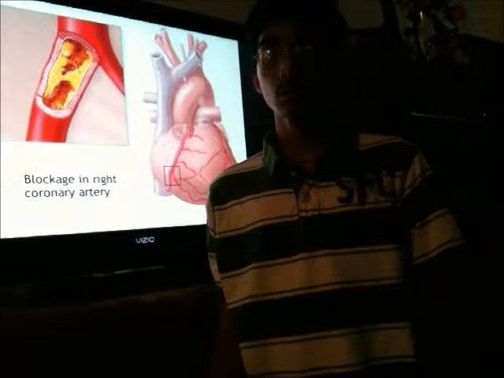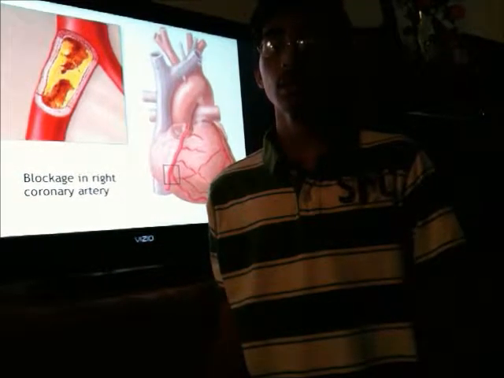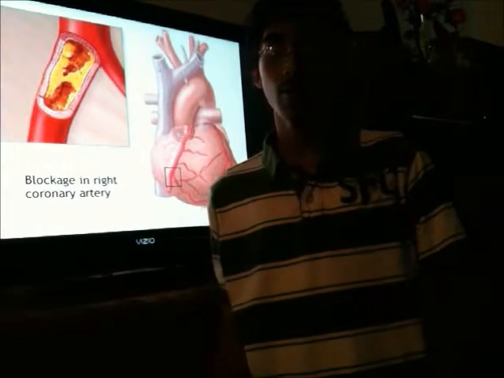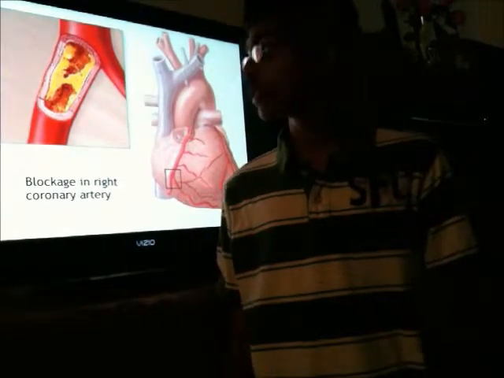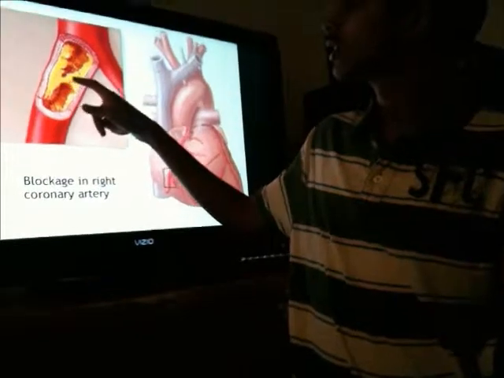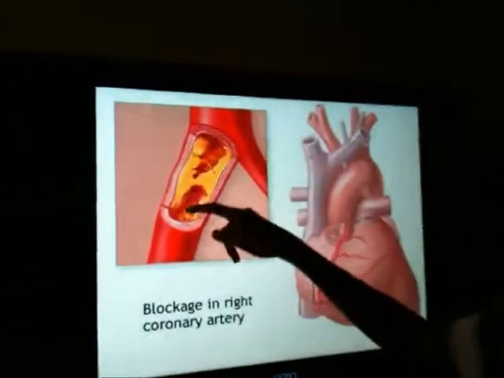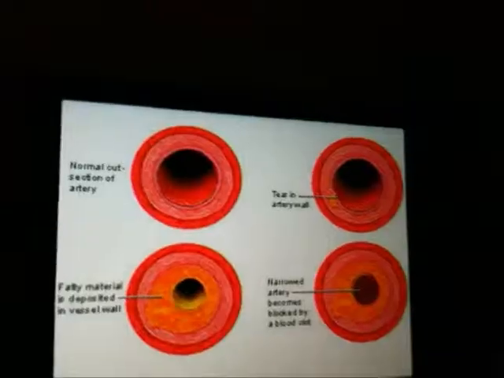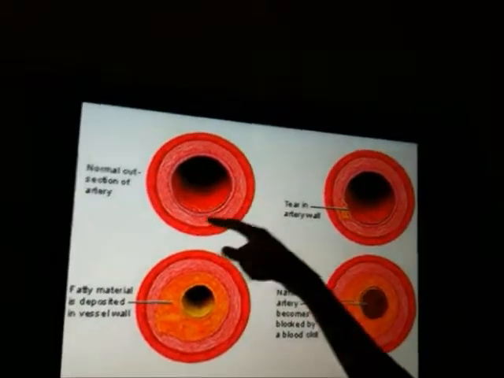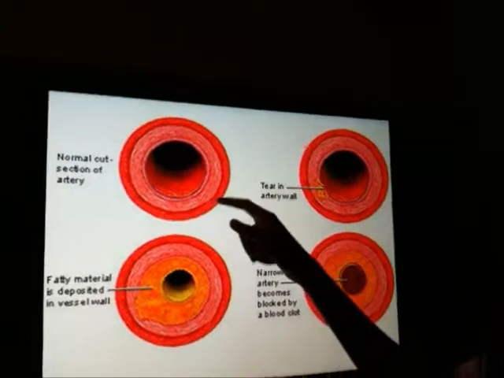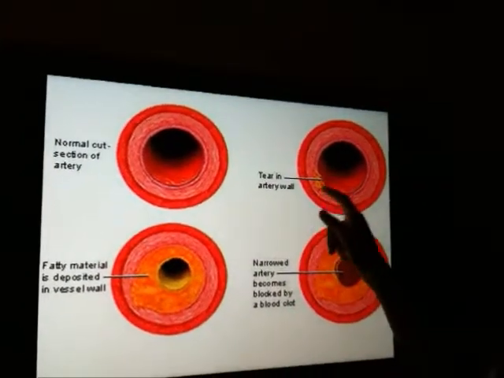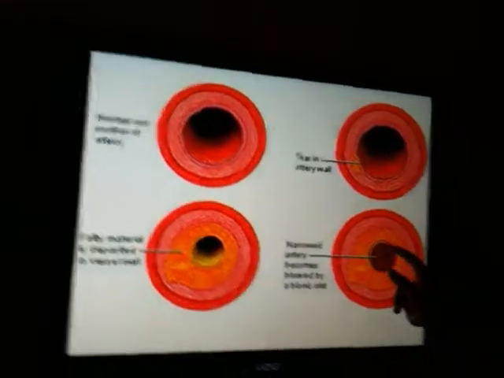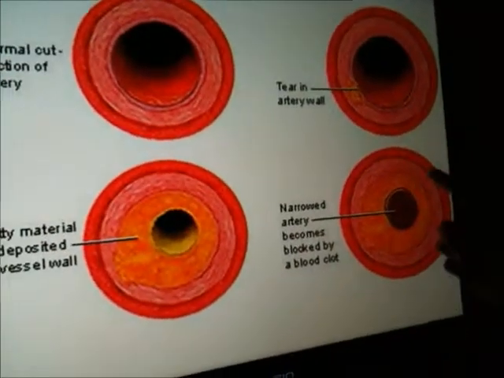Blood sticks to the site, and a heart attack can then occur if the blood clot completely blocks the passage of oxygen. As you can see right here, the plaque blocked the way for the blood cells to pass by, which carry oxygen. This is a normal person's artery. But as you can see, the plaque develops. Then as it grows, this is what happens. And then the blood clots, and then you get a heart attack.